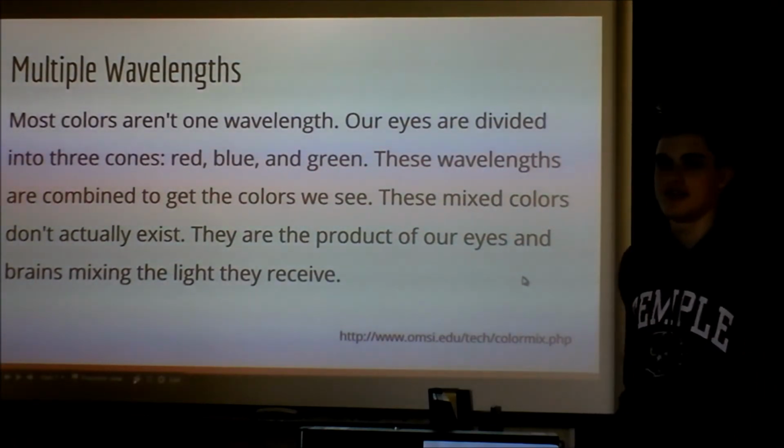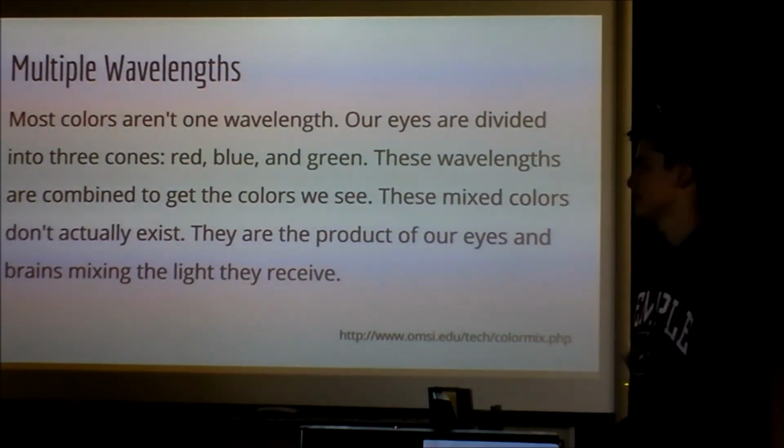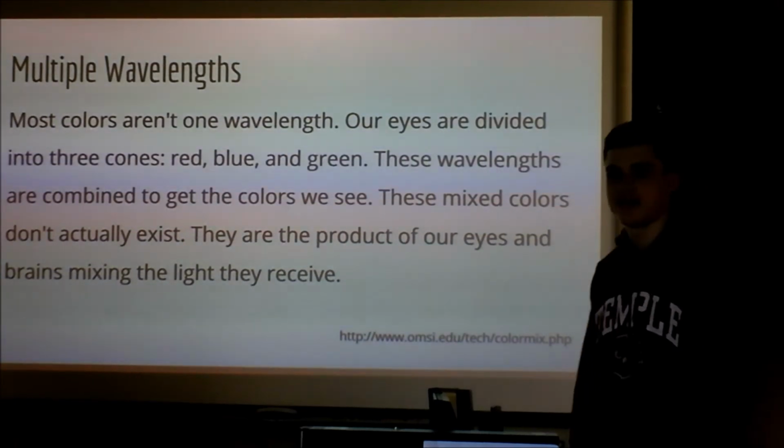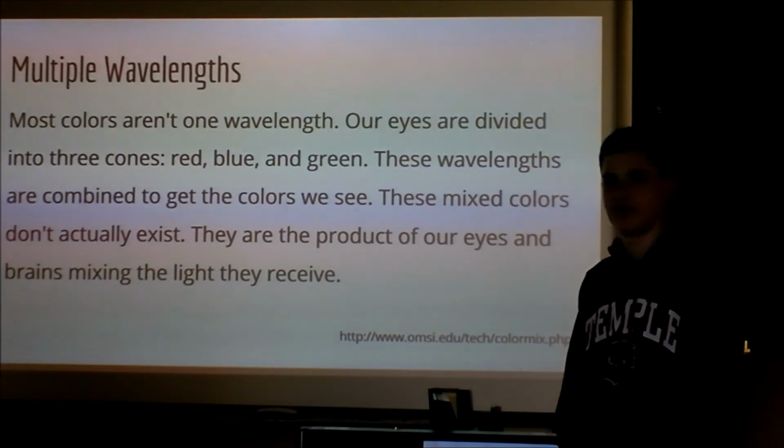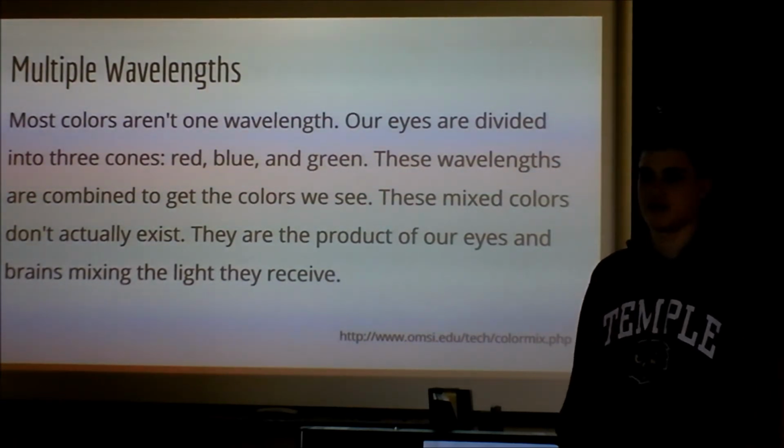This is basically what I just said, that colors have multiple wavelengths in them. The eye has 3 different cones, red, green, and blue, which when combined in your brain give you the colors that you see.